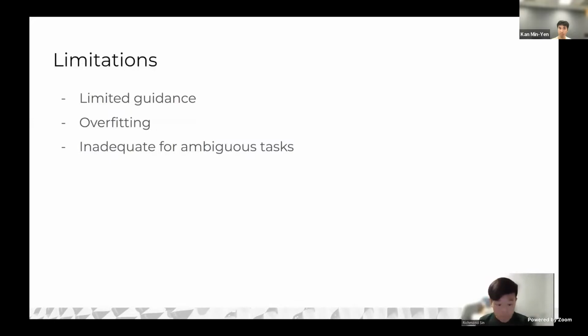And for inadequacy, one-shot prompting is less effective for tasks with ambiguous or multiple valid interpretations, and the model may not have enough context to disambiguate and provide the correct response.